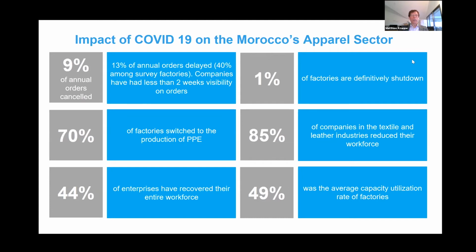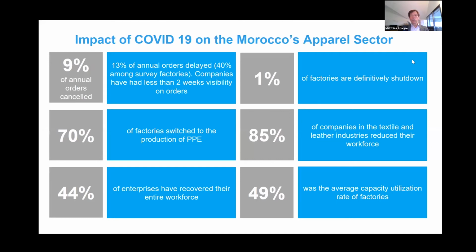Again here, many companies switched to the production of PPE, about 70%. 85% of the companies in textiles and leather reduced their workforce, especially during the first lockdown in spring. And only about 44% of these companies recovered the entire workforce during the summer. Now during the second wave, we don't have the data yet. And overall, the capacity utilization rate of factories was below 50%. It was about 49%.